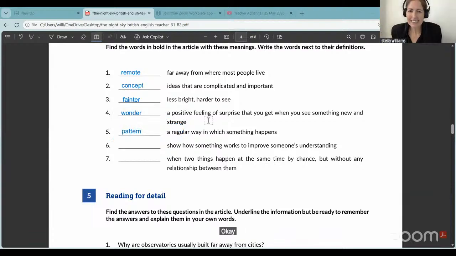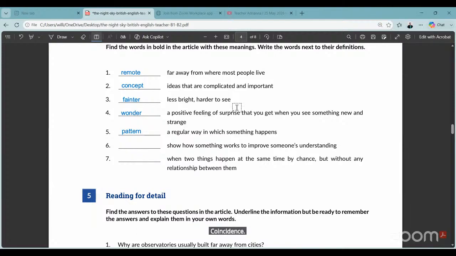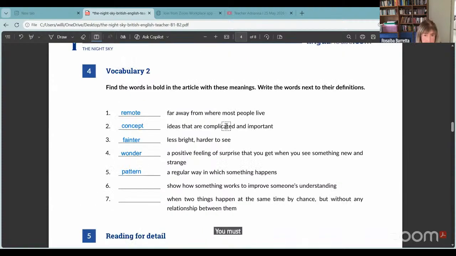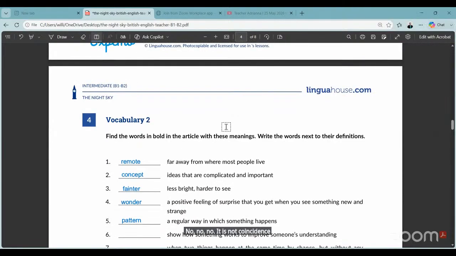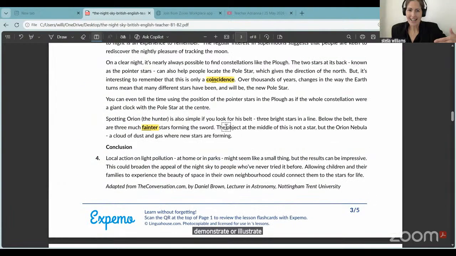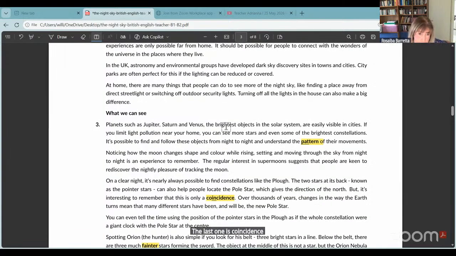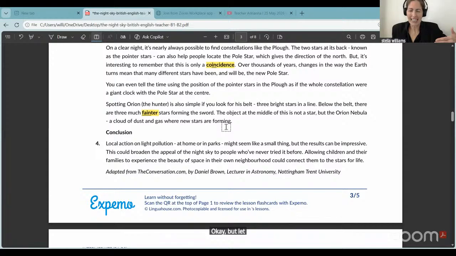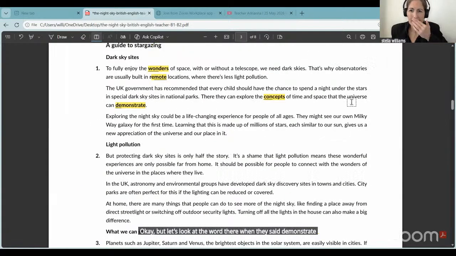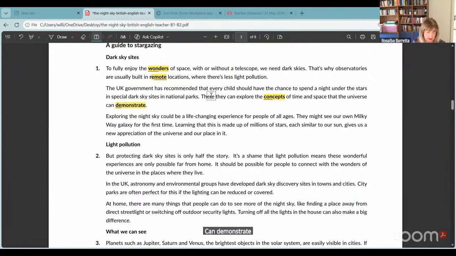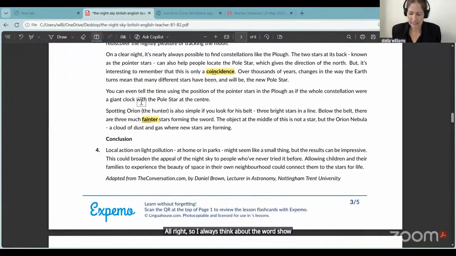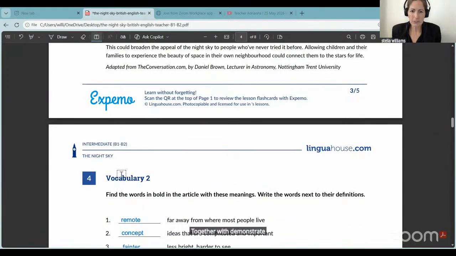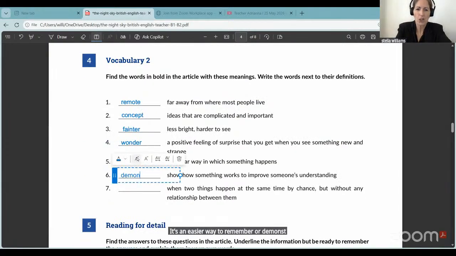Okay. Number 6. Show how something works to improve someone's understanding. What is that? Demonstrate. It is a verb. Demonstrate or illustrate. There we go. Let's look at the word there when they said demonstrate. Demonstrate. Something that you show. So always think about the word show together with demonstrate. It's an easier way to remember it. Demonstrate can mean show. All right, good.